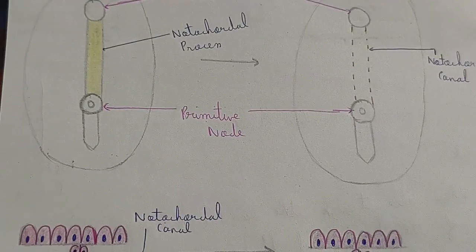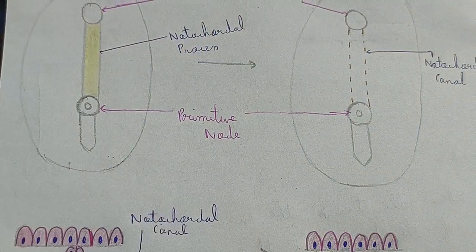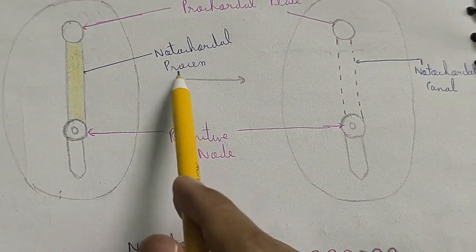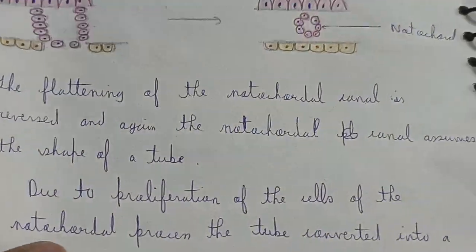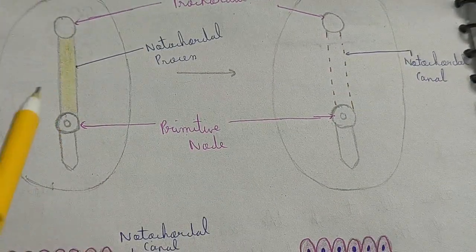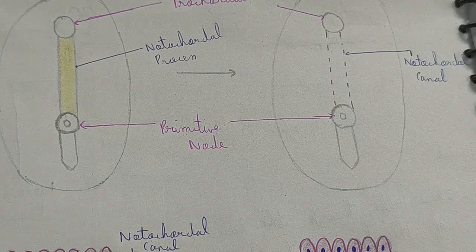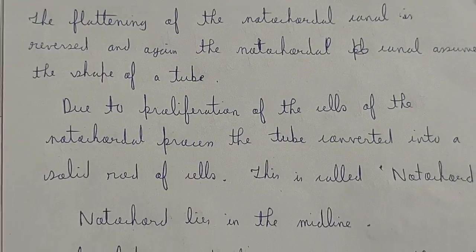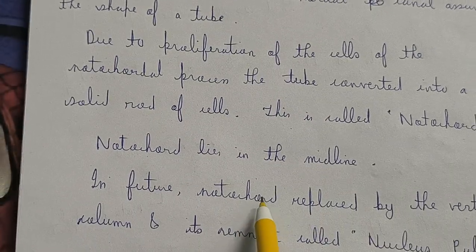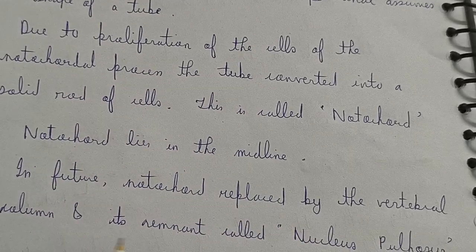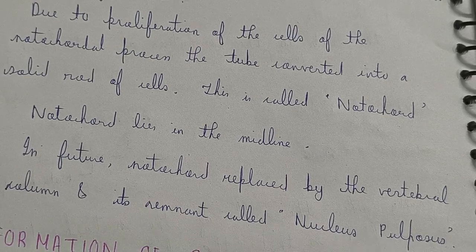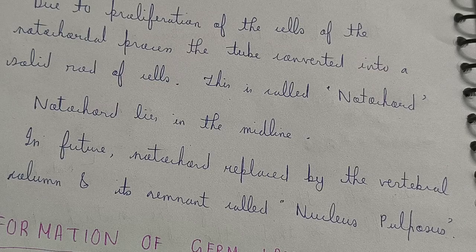If you see in all the diagrams, as you have understood, the notochord forms from the notochordal process. This notochordal process always lies in the midline, so the notochord also lies in the midline. In future this notochord will be replaced by the vertebral column, and its remnant will be known as the nucleus pulposus. That's all about notochord formation.